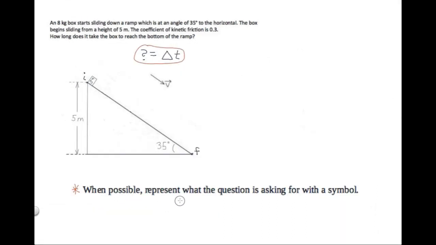When possible, represent what the question is asking you for with a symbol. The question asks, how long does it take the box to reach the bottom of the ramp? So the question is asking us for the time that elapses between this initial point and this final point. The symbol for time elapsed is delta t.